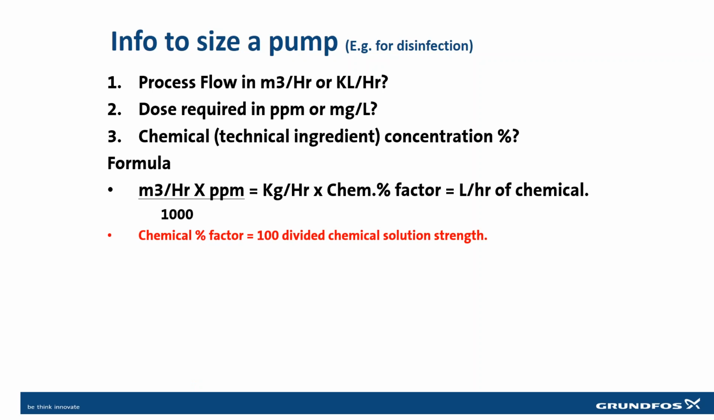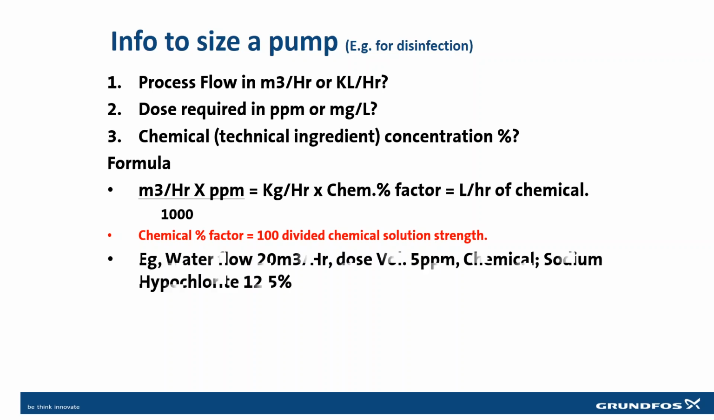Now, the chemical percentage factor is quite simple to work out. It's 100 divided by the chemical solution percentage. So if the chemical solution is a 50% solution, 100 divided by 50 is 2. If it's a 25% solution, 100 divided by 25 is 4. Get down to a 10% solution, it's the same: 100 divided by 10 is 10, etc. So it's quite easy to work out.